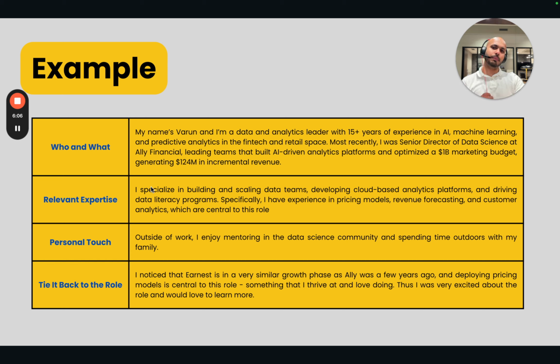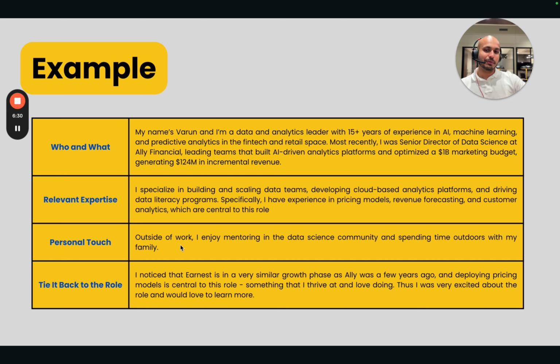Then I'm talking about my relevant expertise. I specialize in building and scaling data teams, developing cloud-based analytic platforms, and driving data literacy programs. Specifically, and this is where I'm further aligning with the role, I have experience in pricing models, revenue forecasting, and customer analytics, which are central to the role. And these are, in fact, the things that are called out in the job description. So those are the things I would plug in.